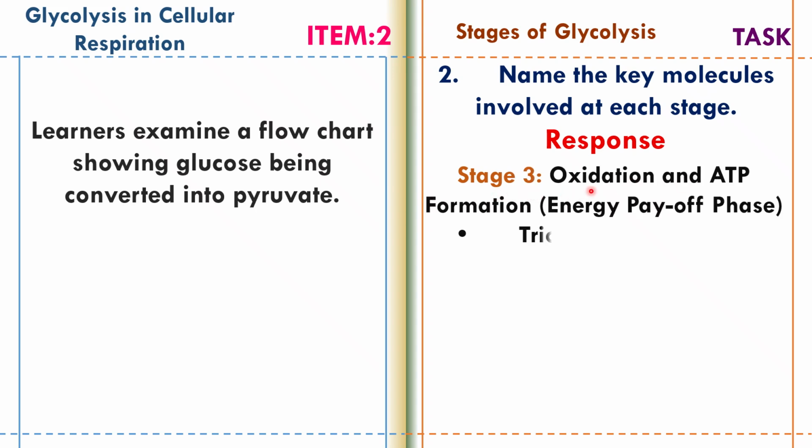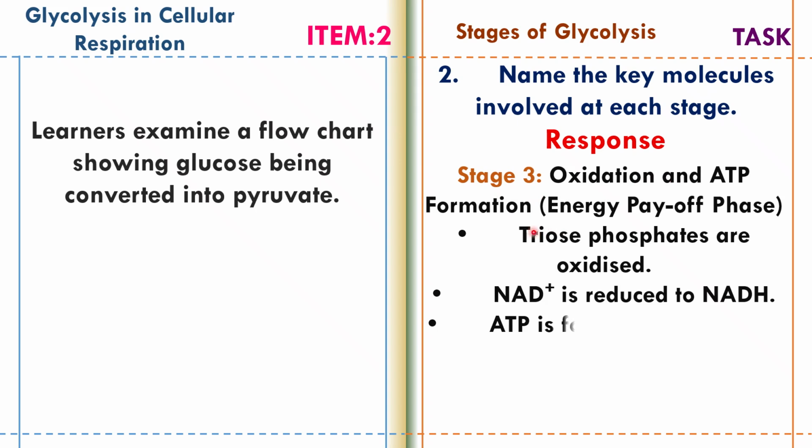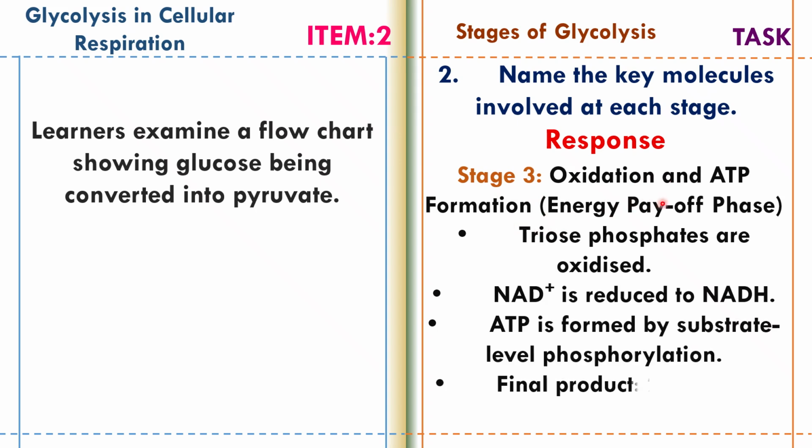Stage 3, oxidation and ATP formation, energy payoff phase. Triose phosphates are oxidized. Oxidized NAD is reduced to NADH. ATP is formed by substrate-level phosphorylation. The final product is 2 molecules of pyruvate.